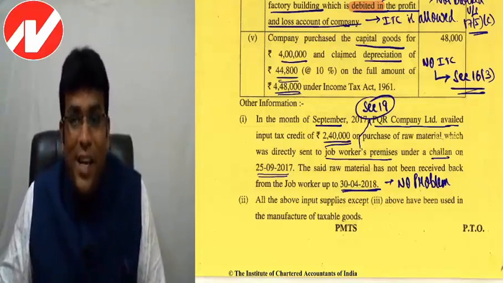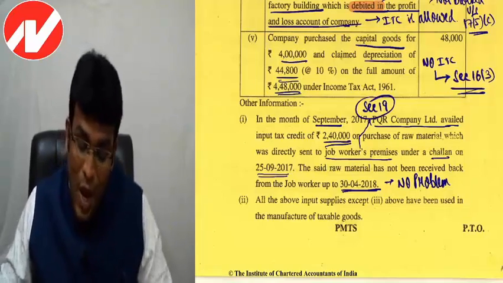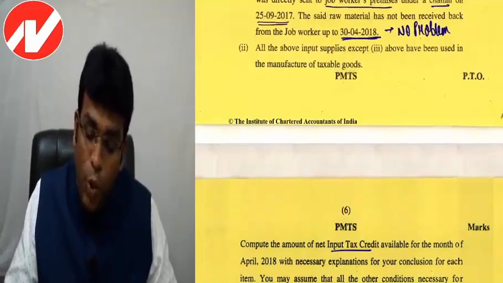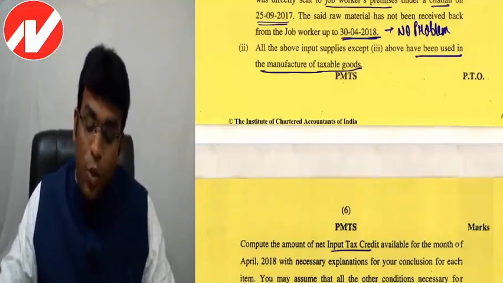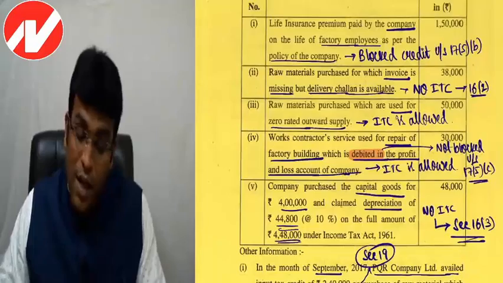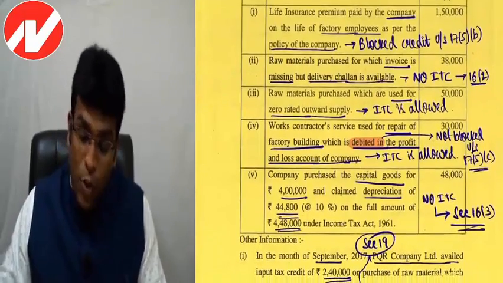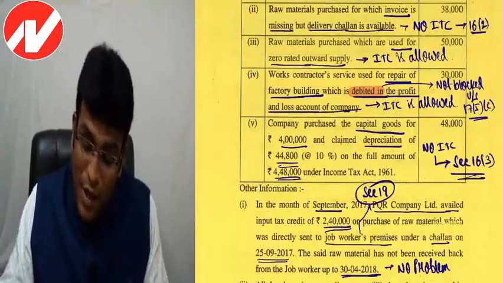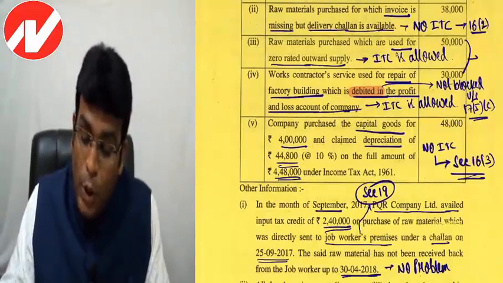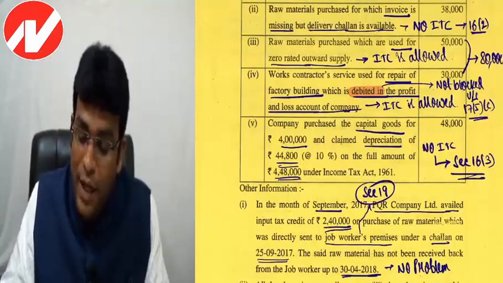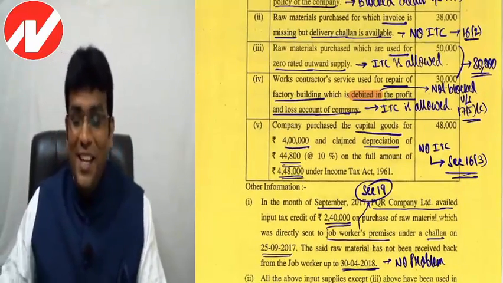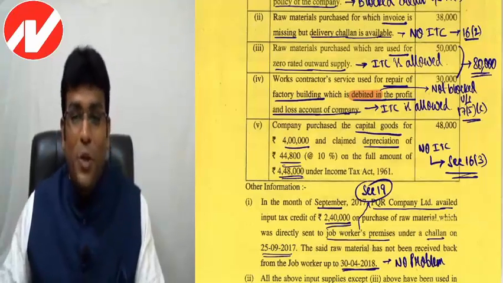Finally, all the above input services except 3 above have been used in manufacture of taxable goods. Very good. So friends, first one block credit, second one no ITC, third one ITC is allowed, fourth one also ITC is allowed. So technically, my total input tax credit available will be 80,000. That is the story of this wonderful question, my dear friends.